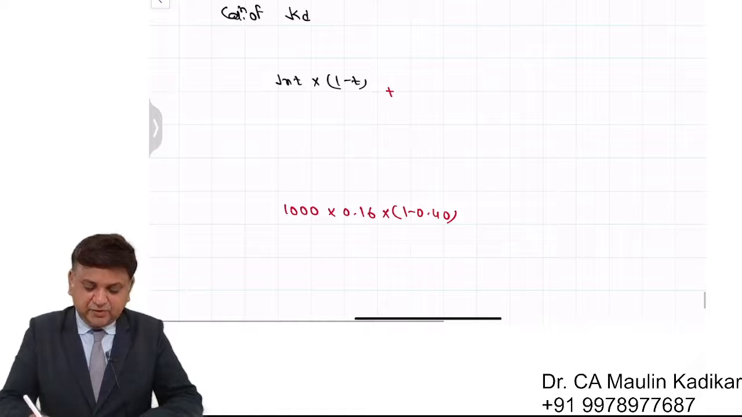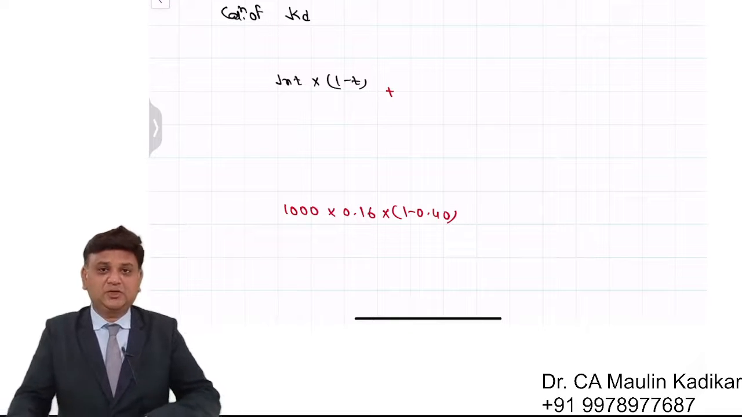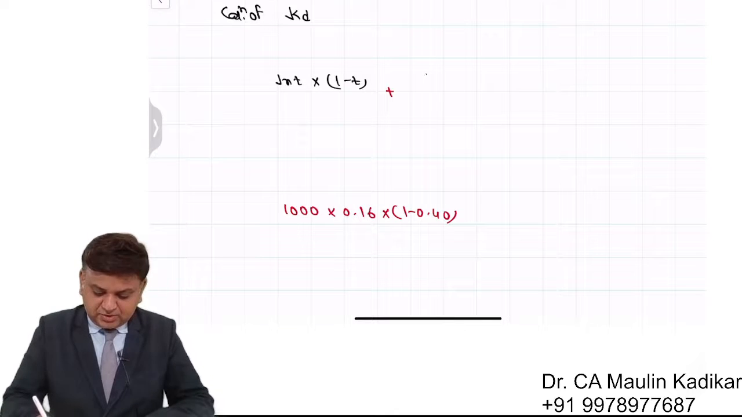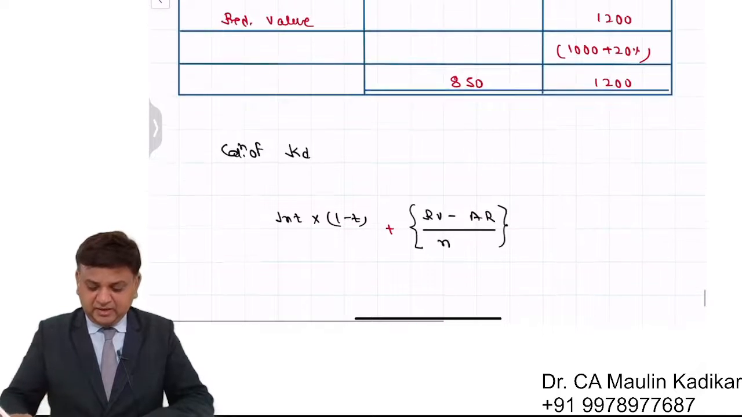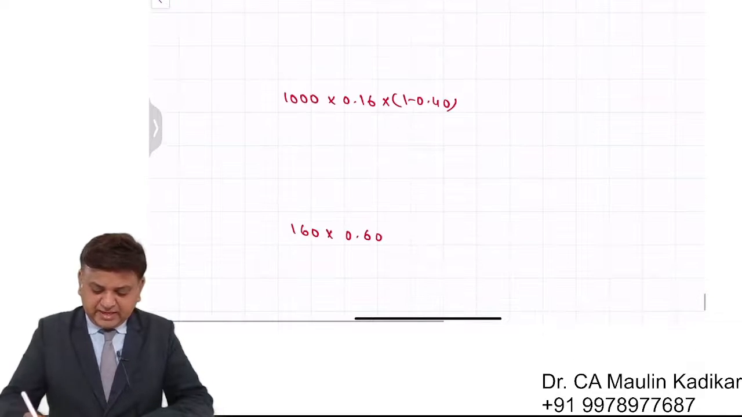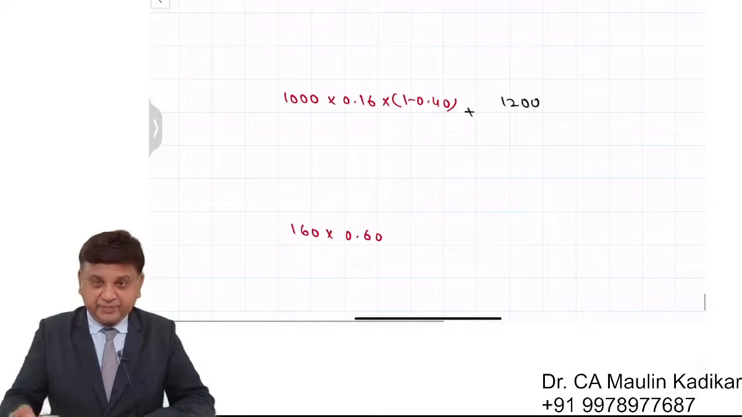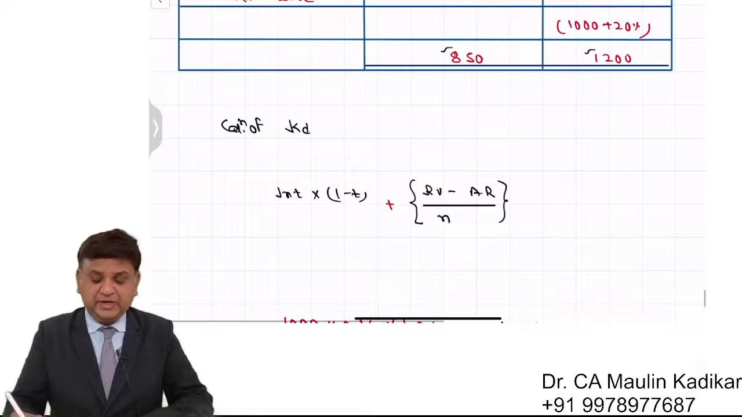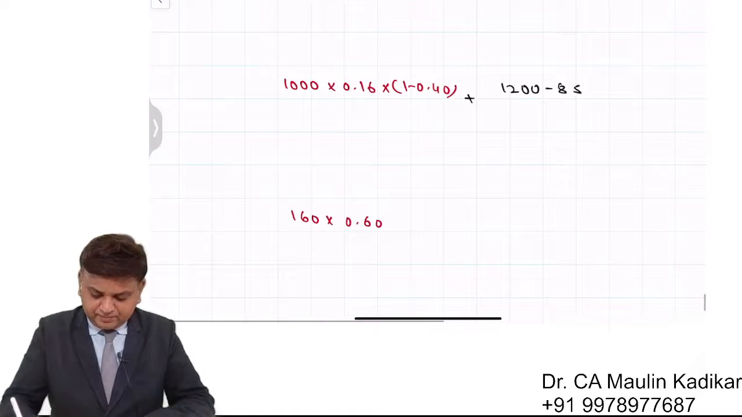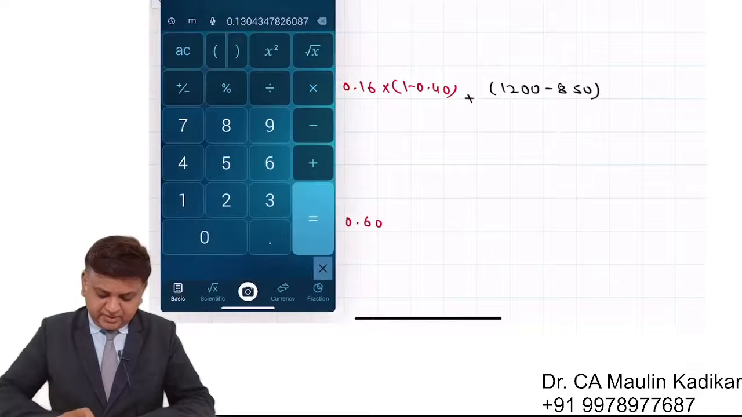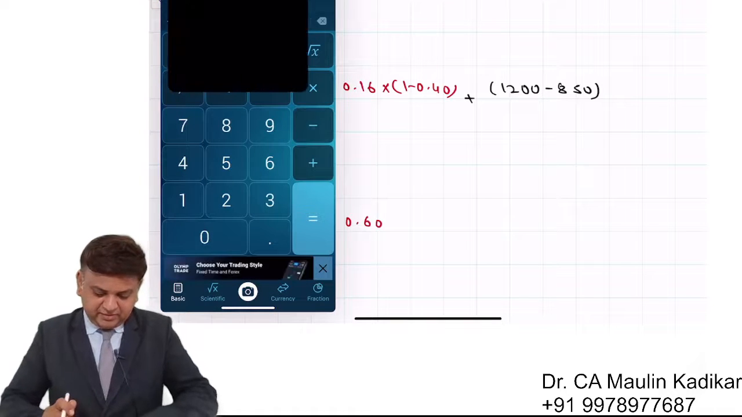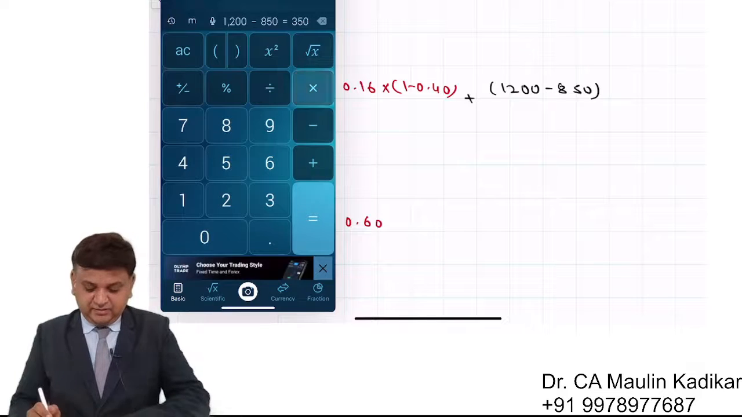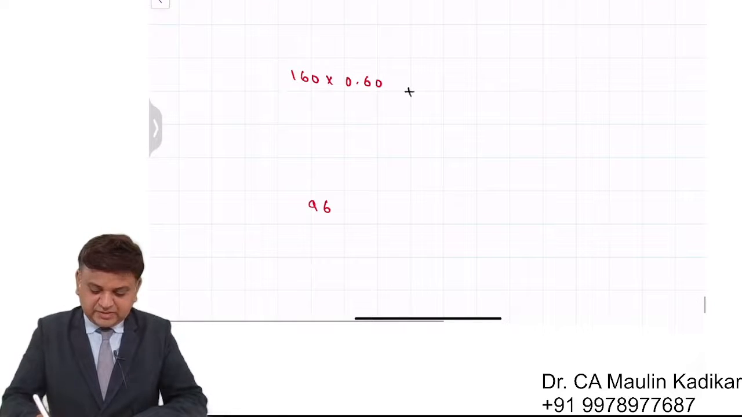Plus, understand carefully, apart from this, there is an additional cost. What is that additional cost? It is redemption value minus amount received divided by the number of years. See, understand that as a company, I make payment of rupees 1200 at the end of the 10th year. As a company, I have received an amount of 850 in the year 0. So what will happen? It is 1200 minus 850. That comes to 350.